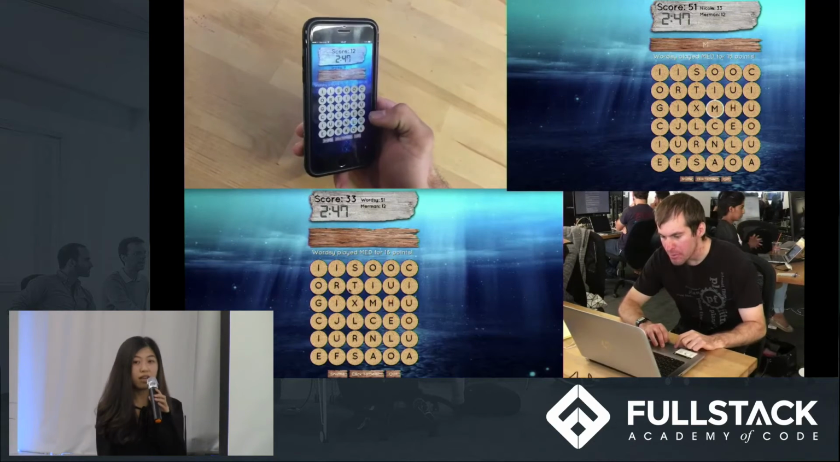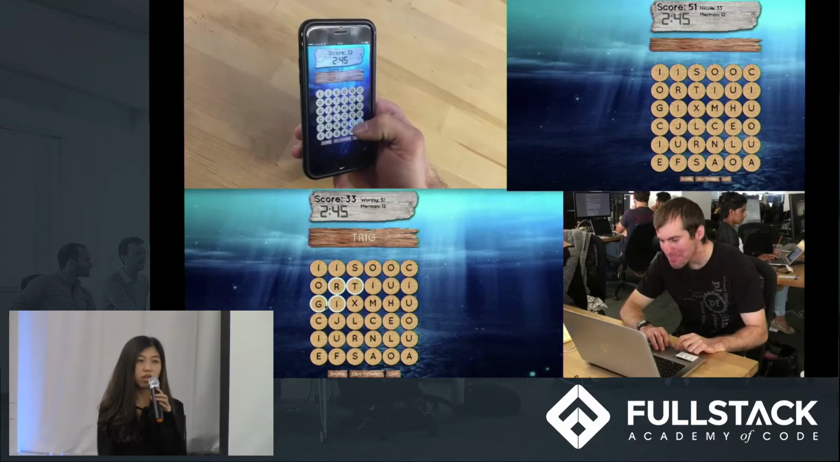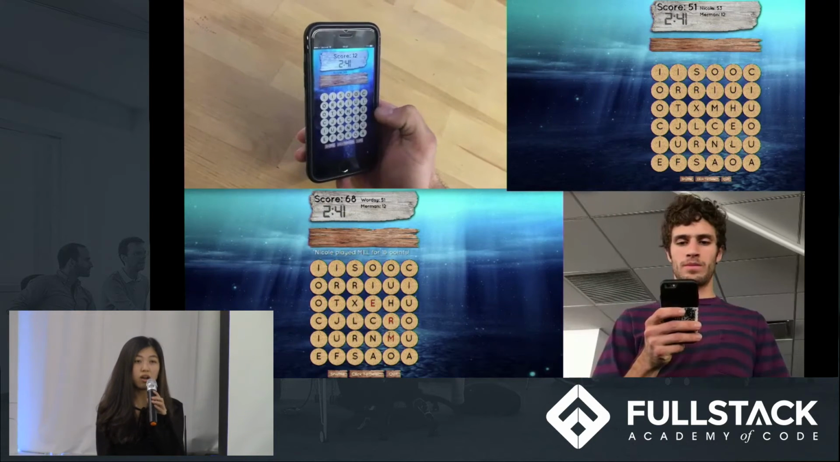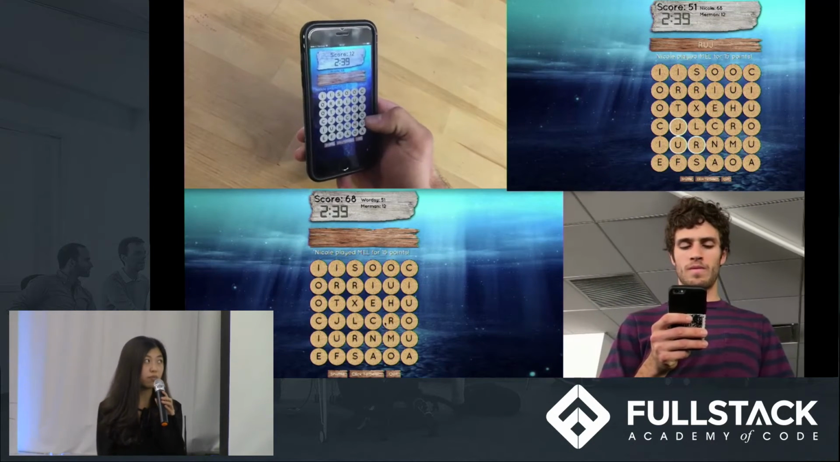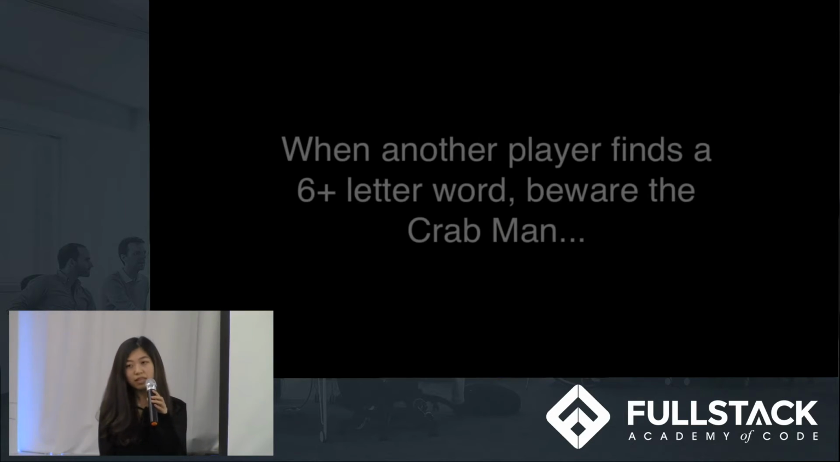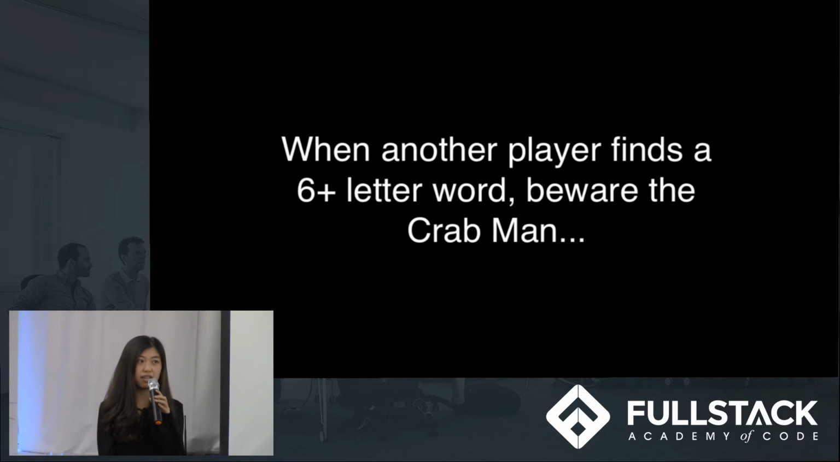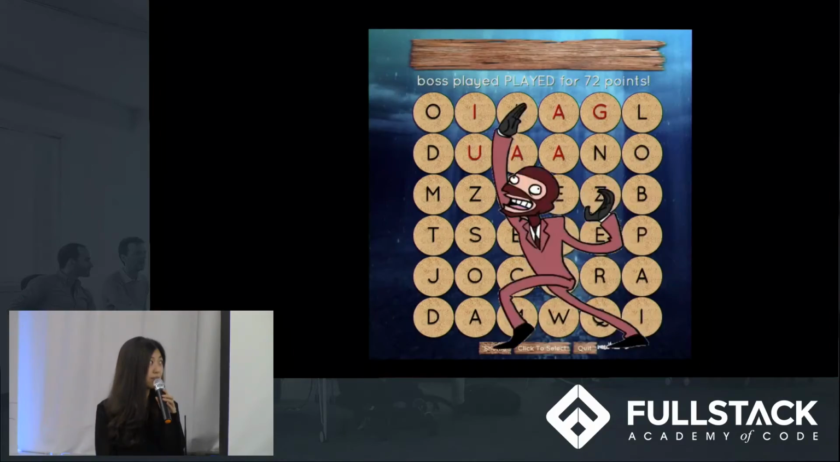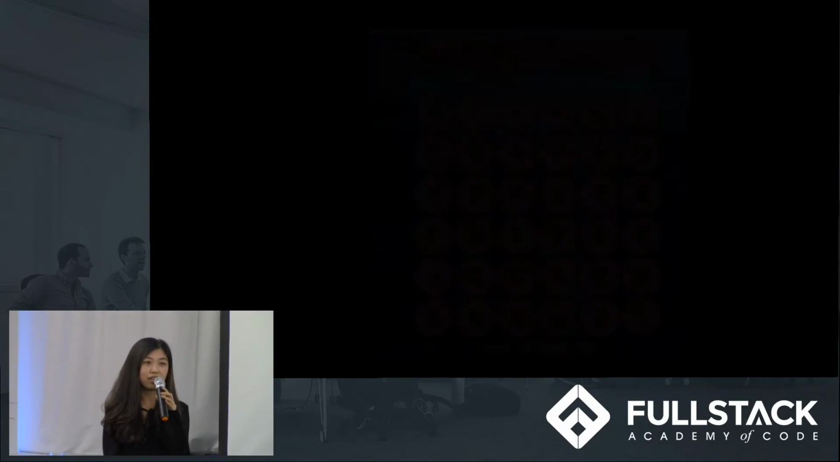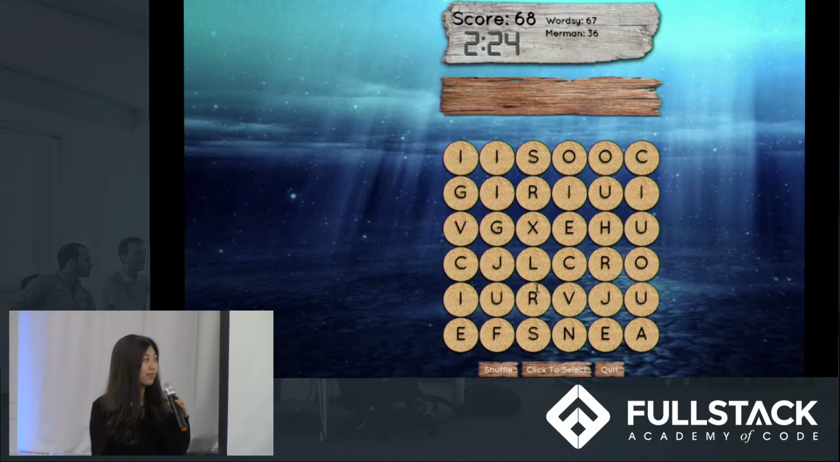And if you cannot find a word on the board anymore, you can shuffle it by clicking the button on the bottom, or if you are playing on your phone, just shake your phone. And we have an extra feature: if you play a 6-letter or longer word, a crab dancing man will block other users' words for 3 seconds. Yeah, that's it. And now Josh will talk about all the technical challenges we have in our app.